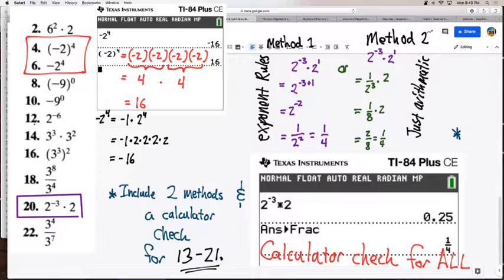So, this is the important thing in your work for numbers 13 through 21. You see I have the evens here. You guys are going to do the odds, of course, for arbitrary reasons. But when you do 13 through 21, you're going to need to include 2 methods plus a calculator check. For the other ones, 1 through 11, you're going to calculator check for sure. Any work that does not include a calculator check is not going to be counted.